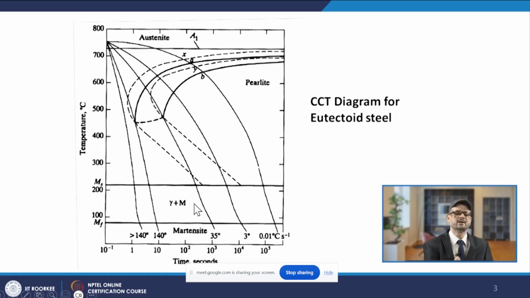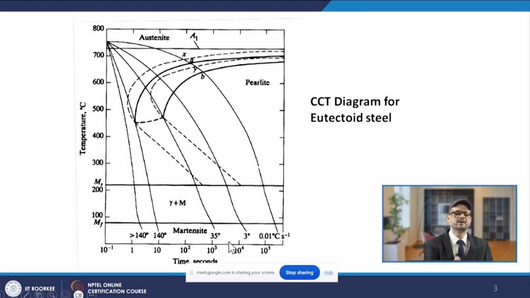Here you can get 35 degrees and 140 degrees, and you will get the martensitic phase. And here at 35 degrees, you will get alpha phase plus gamma phase plus martensite, both phases will be there, because it is not completely transformed into the pearlitic phase.